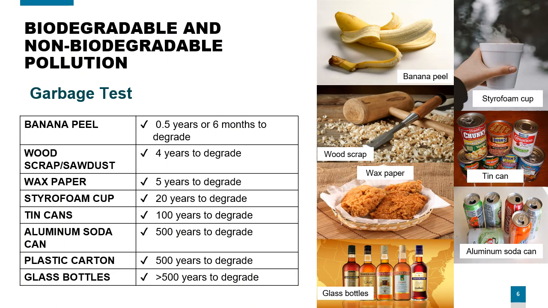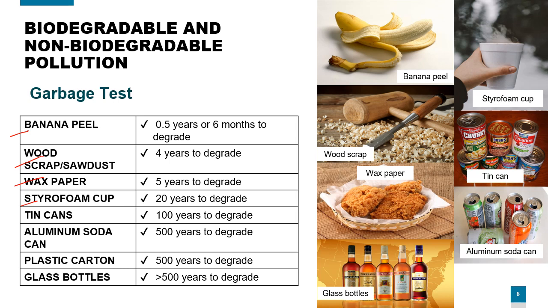Next, we have here a garbage test of how long garbage takes to decompose, right? So we have here banana peel. The banana peel is biodegradable. It takes at least 6 months to degrade. We have wood, 4 years to degrade. We have wax paper, 5 years to degrade. Styrofoam, the ones we commonly use, 20 years to degrade. Imagine, it takes a lot of time.